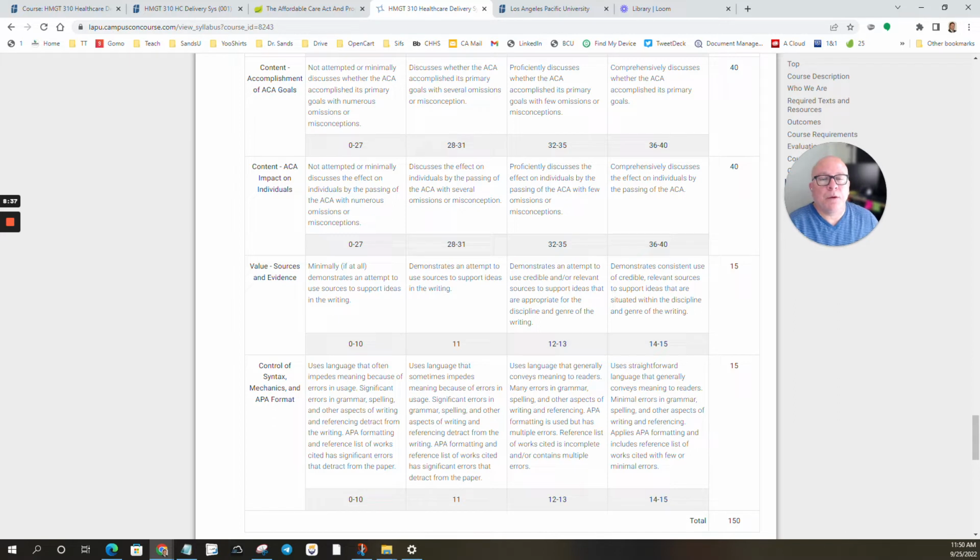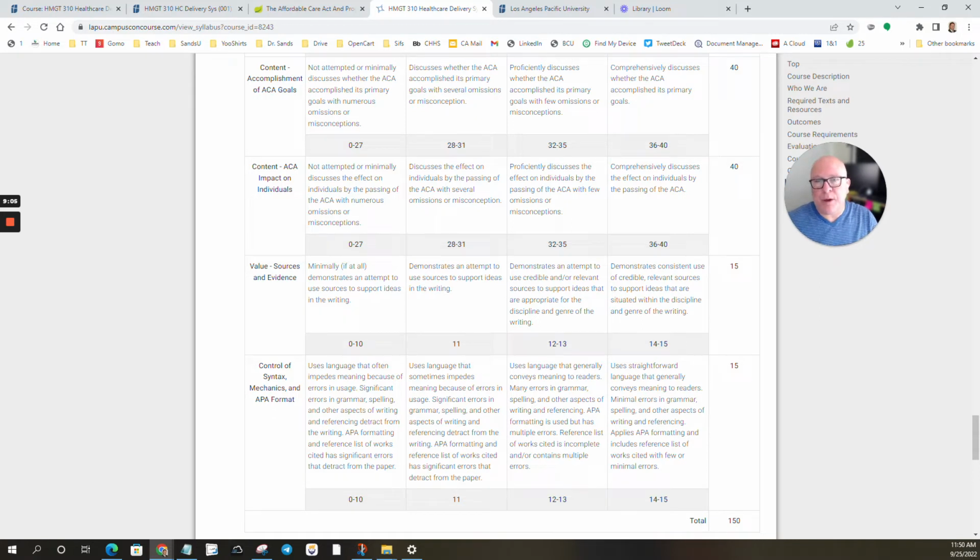All right, control of syntax, mechanics, and APA format. Uses straightforward language that generally conveys meaning to readers. Minimal error in grammar, spelling, and other aspects of writing and referencing. Applies the APA formatting and includes references of works cited with a few minor errors. So that's what you're going to be graded on.